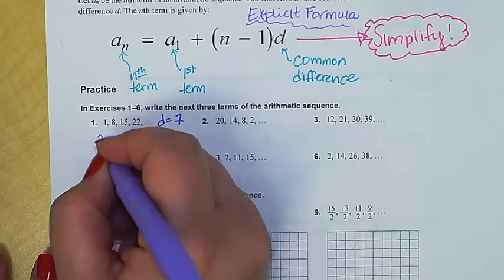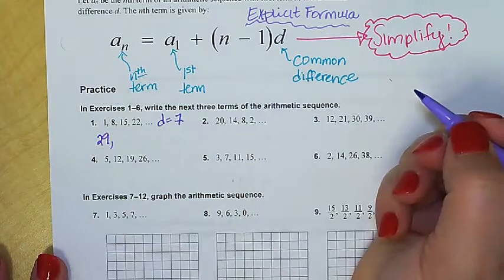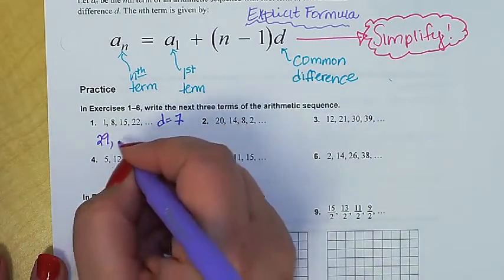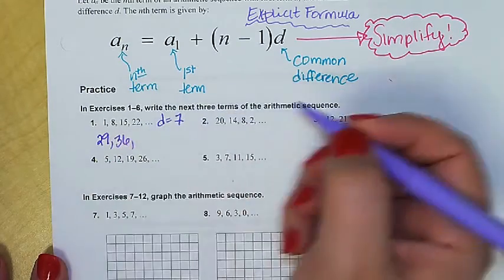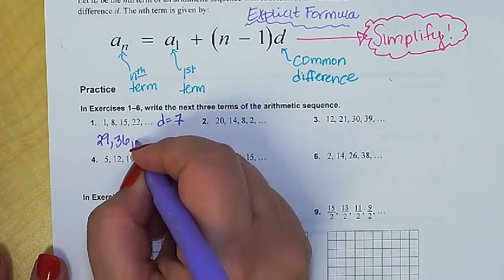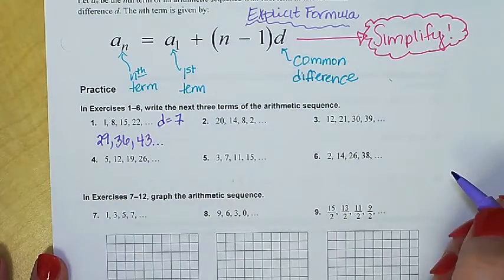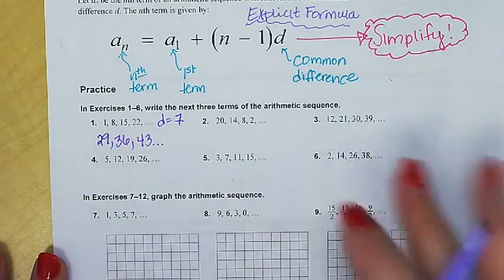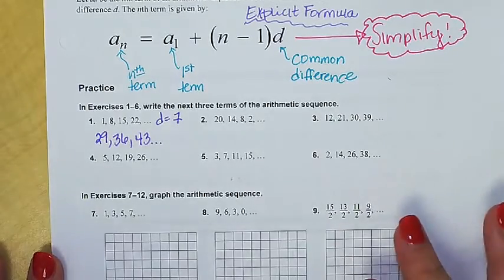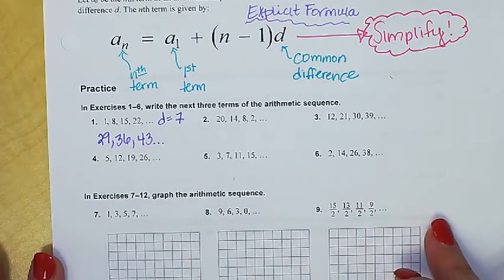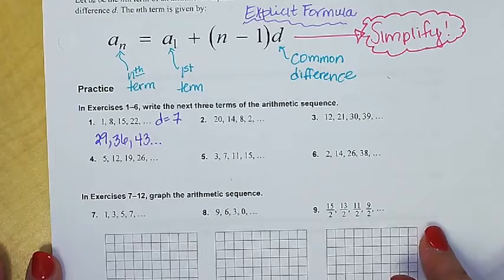So after 22 would come 29, and then 29 plus 7 would be 36. 36 plus 7 would be 43, and so on and so on. And you just put your three little dots if you wanted to say, hey, the pattern is going to keep going. Okay. All right. Let's try number 2.